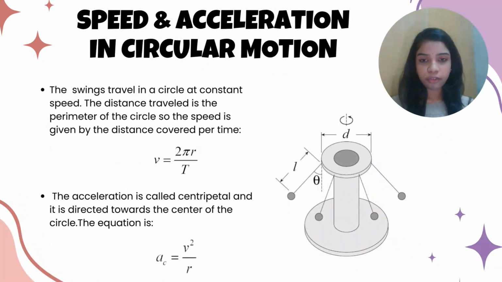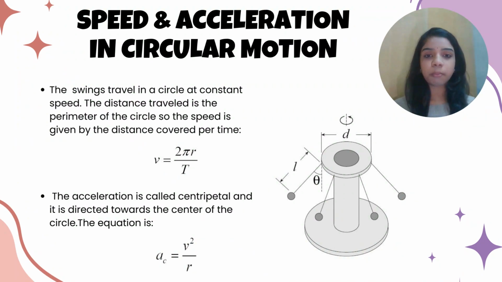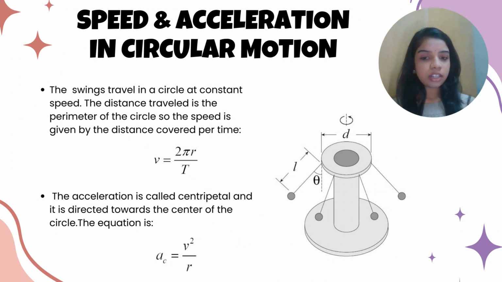Other than forces in uniform circular motion, frequency, and period, the application of speed and acceleration in circular motion also applies in the swing ride. So the swing travels in a circle at constant speed. The distance traveled is the perimeter of the circle, so the speed is given by the distance covered per time. We can calculate the speed of the swing ride by 2 pi r over T. The acceleration is called centripetal and it is directed towards the center of the circle. And the equation to calculate the acceleration is v squared over r.